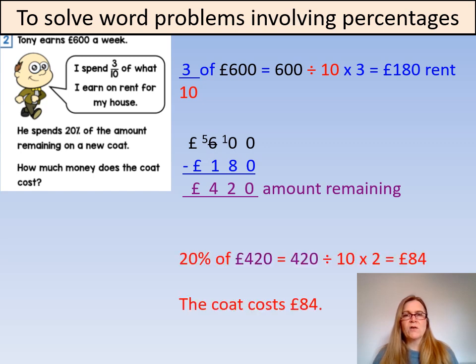Now, you need to calculate 20% of 420. 20% is equivalent to 2/10. So divide 420 by 10, which is 42, and then multiply by 2, which is 84. So his coat costs £84. Well done if you managed to work this out.